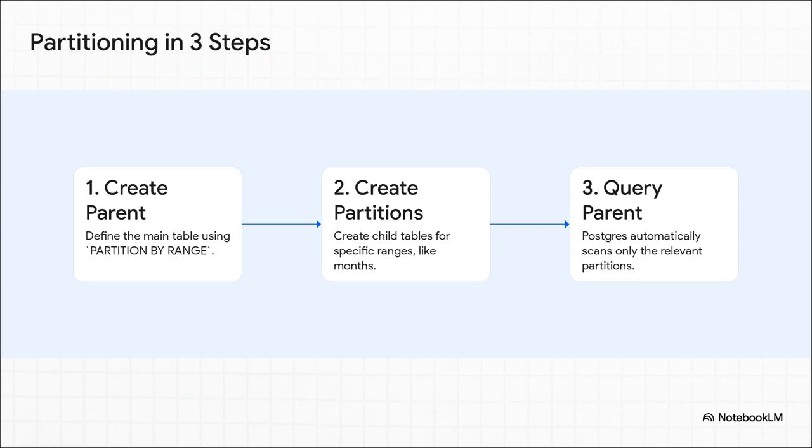The process is pretty straightforward. First, you create a parent table, and you declare how it's going to be partitioned, usually by a date range. Second, you create the child tables, one for August, one for September, and so on. Now, here's the best part. You still just query the main parent table like you always did, but Postgres is smart enough to scan only the relevant little tables. This partition pruning can make your queries on huge datasets orders of magnitude faster.